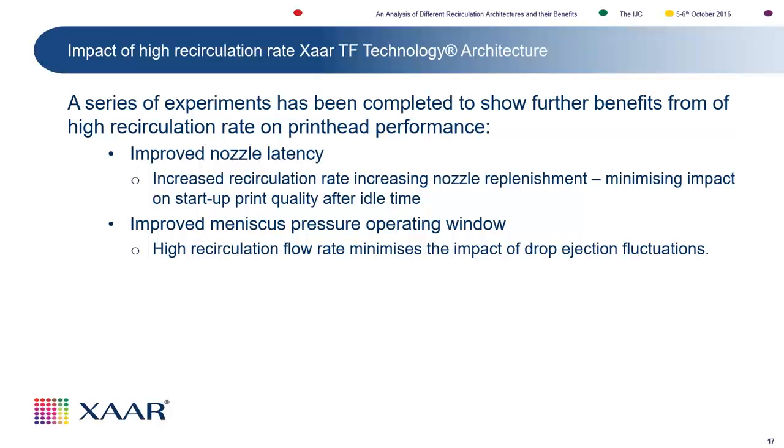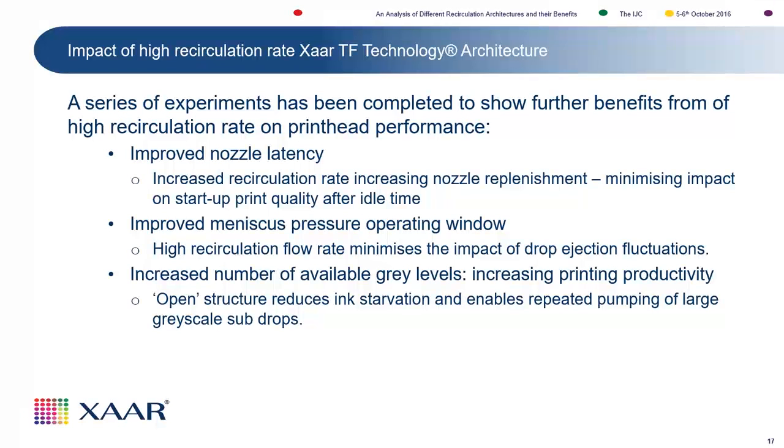Improved meniscus operating pressure window. So does it improve the pressure window that you can operate the printhead? Basically, high recirculation rate minimizes the impact of each jetting event. So does that mean that you can operate over a wider operating range? And lastly, does it enable the increased number of grey levels, increasing print productivity?